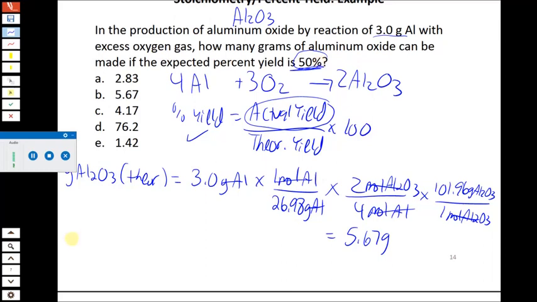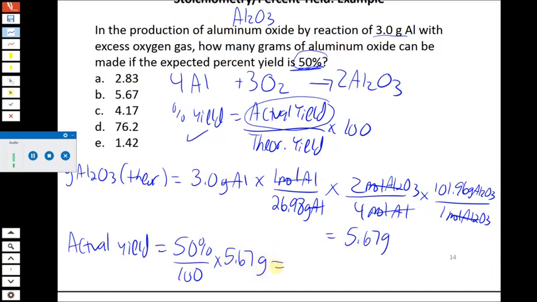So if we want to find the actual yield, then we rearrange this equation and solve for that, and it's going to be the percent yield of 50% divided by 100 multiplied by the theoretical yield of 5.67. So if our theoretical yield is 5.67 grams, but we actually only get a 50% observed yield, then the amount of product we expect to get is 2.83 grams, exactly half of that. So that would be choice A here. Okay?